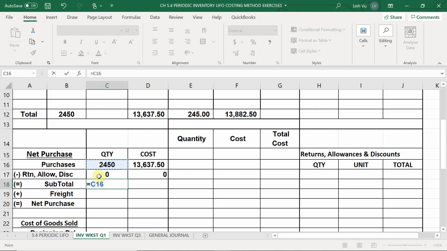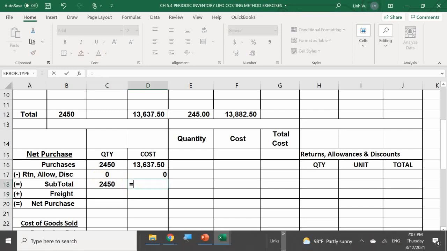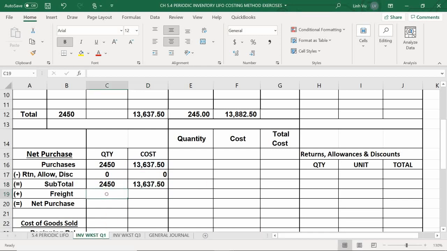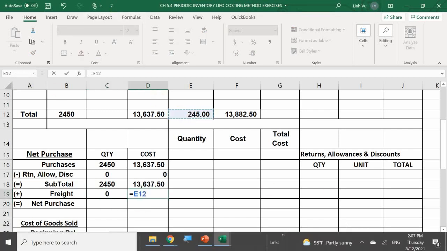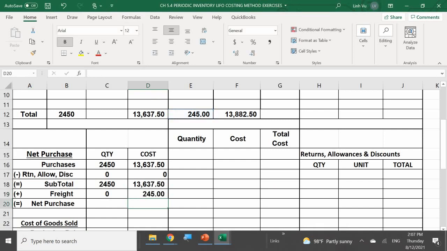And now let's go ahead, right? This usually will decrease your purchases, right? If you return an item, you would no longer have the 2,450, you would have less, okay? So in this case, because we have 0, our assumption is that our subtotals are going to be the same, okay? We also need to add our freight, which adds nothing to quantity, but it does add to the total cost, right? Our freight was $245. Okay.